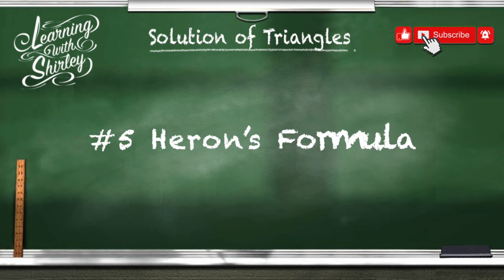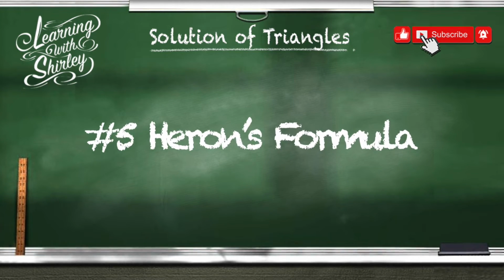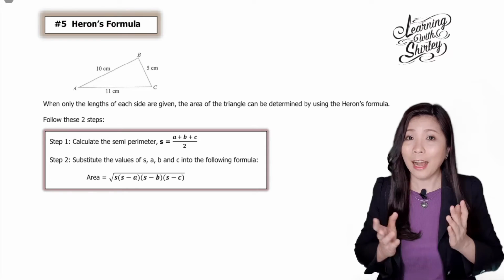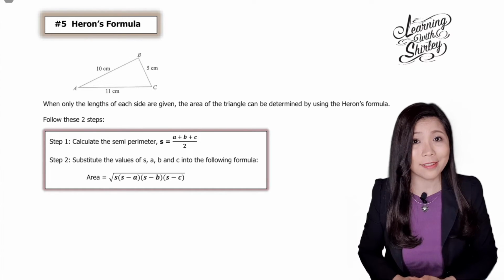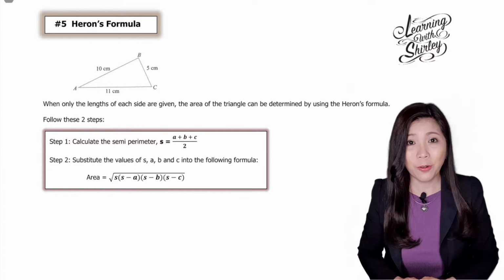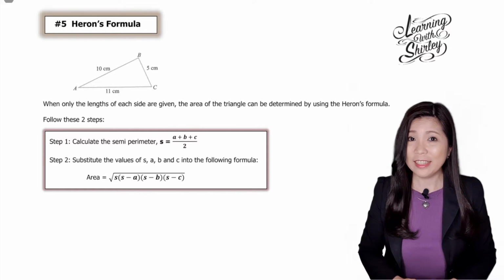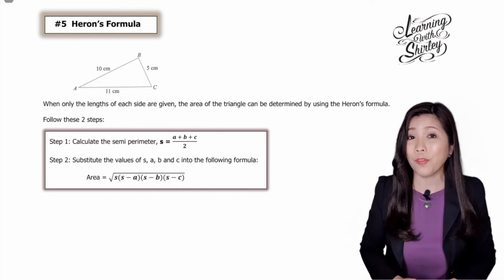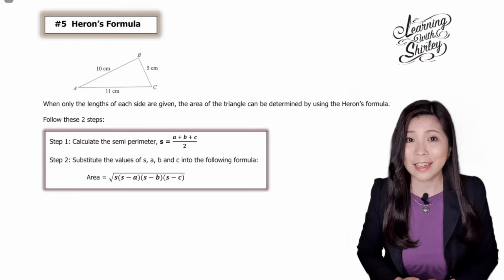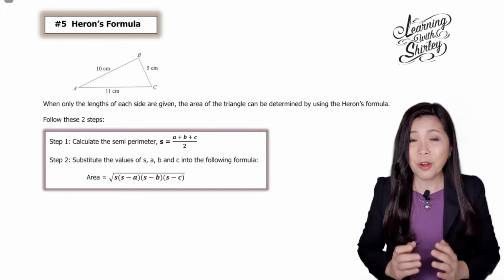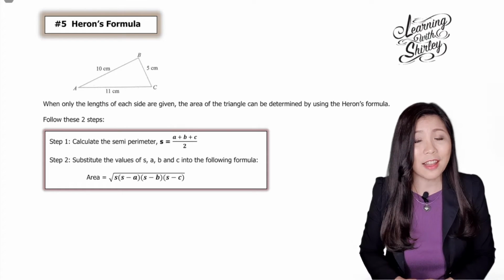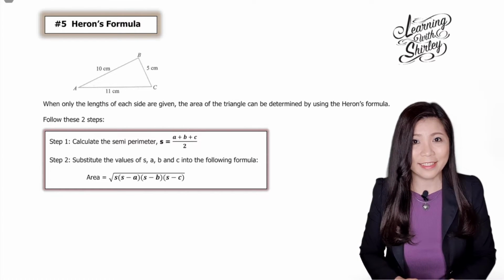How to find the area of a triangle if it's not a right angle triangle and there are no angles given? We can actually use Heron's formula. This formula was created by a Greek mathematician called Hero of Alexandria, also known as Heron. We should be thankful to him because now we can find the area of a triangle if it's not a right angle triangle and there are no angles given.